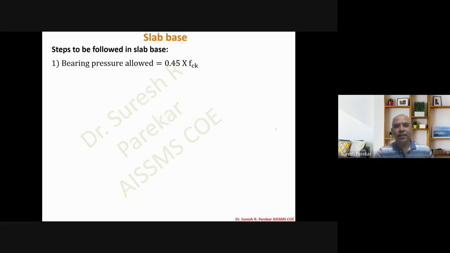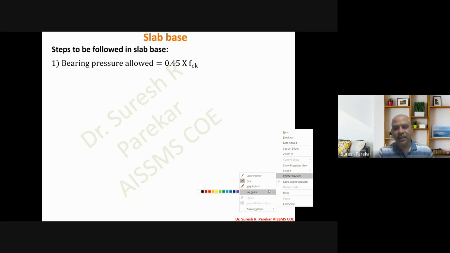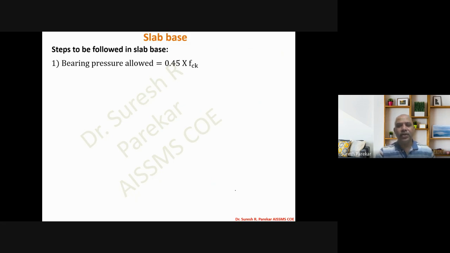So first step we have the bearing pressure allowed. Now this is given in IS. The maximum value is given as 0.6 fck, but generally this value is taken as 0.45 fck. This is the same for both slab base and gusseted base.